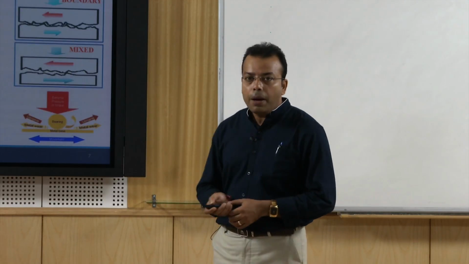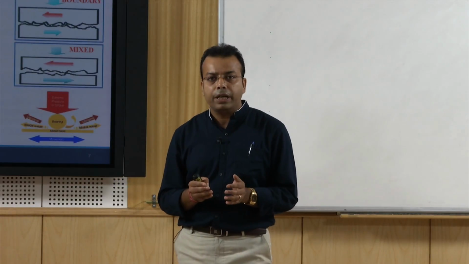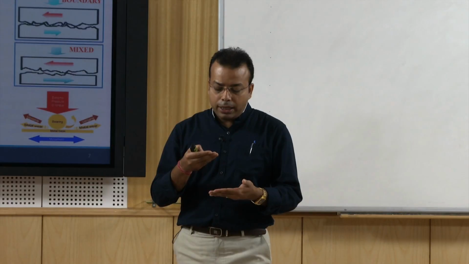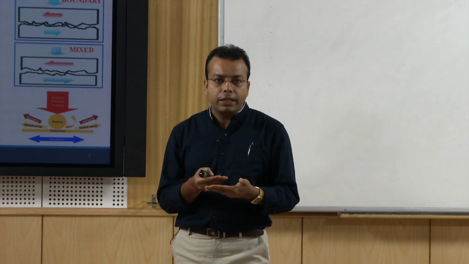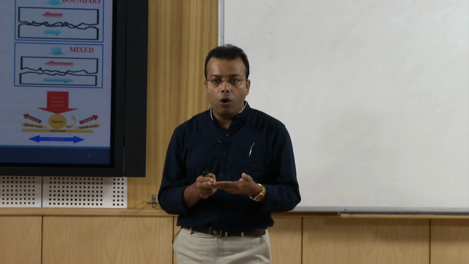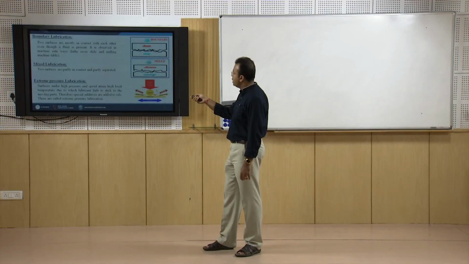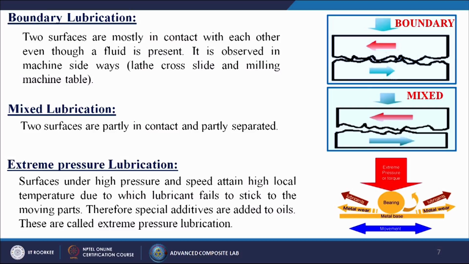The first one is called boundary lubrication. It is the common type of lubrication system we generally adopt in our daily life. The parts may not contact each other directly, they contact through the lubricating oil. So two surfaces are mostly in contact with each other even though a fluid is present. It is observed in machine slideways, lathe cross slides, and milling machine tables. Either there is a film between them, or the parts are in direct contact, but still the lubricating film thickness is very small between them.